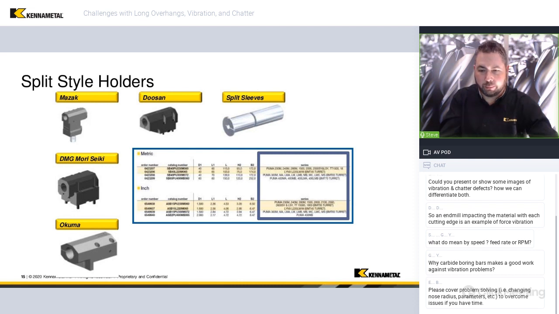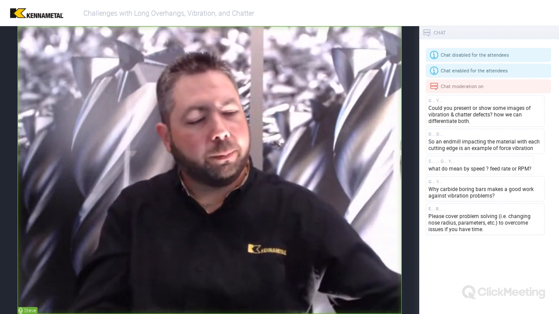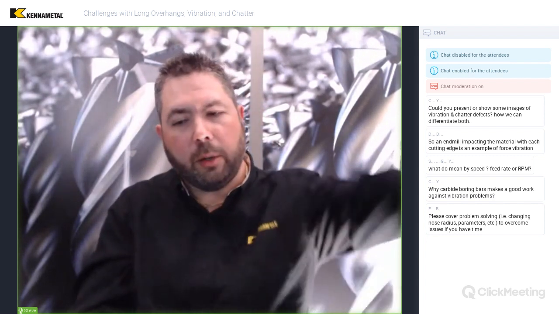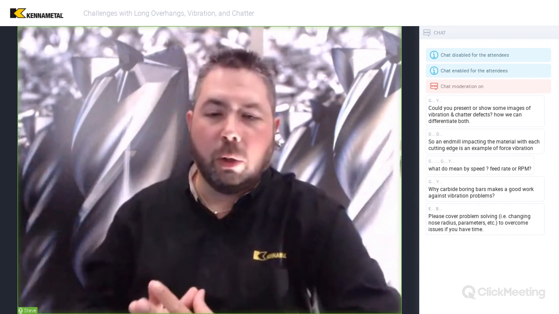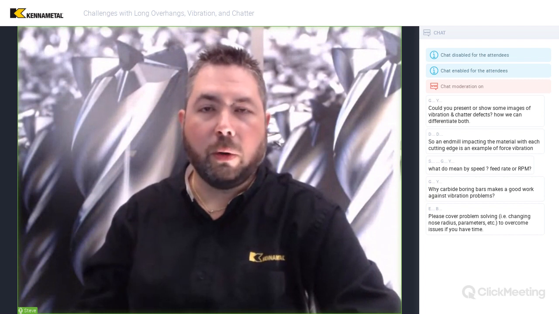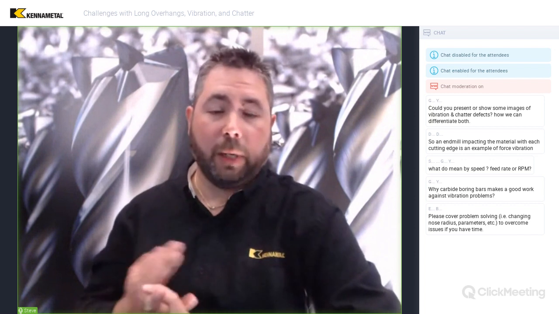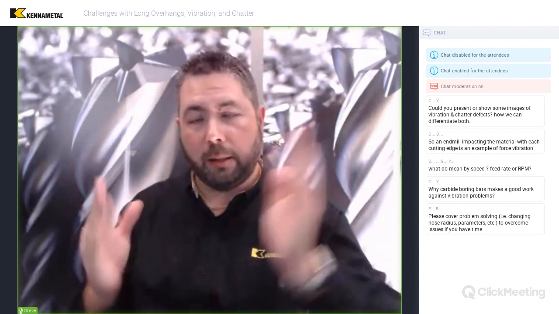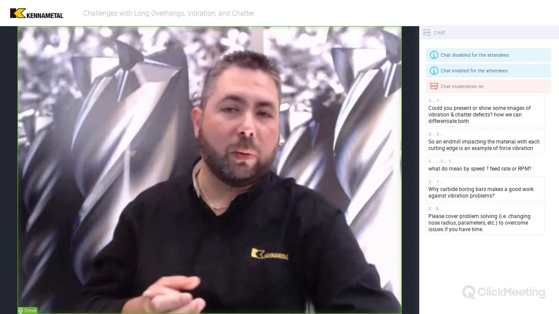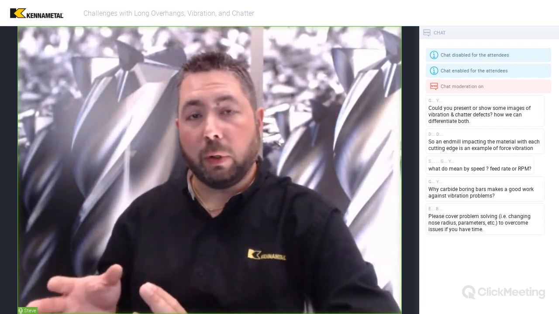So let's talk a little bit about some troubleshooting. If you've bought one of these and you run into problems with chatter, the first thing is to make sure that everything is repeatable, everything is clamped properly. Is it extended to the right length? Is it clamped securely? Are you able to use one of the split sleeve holders? And look at that first.